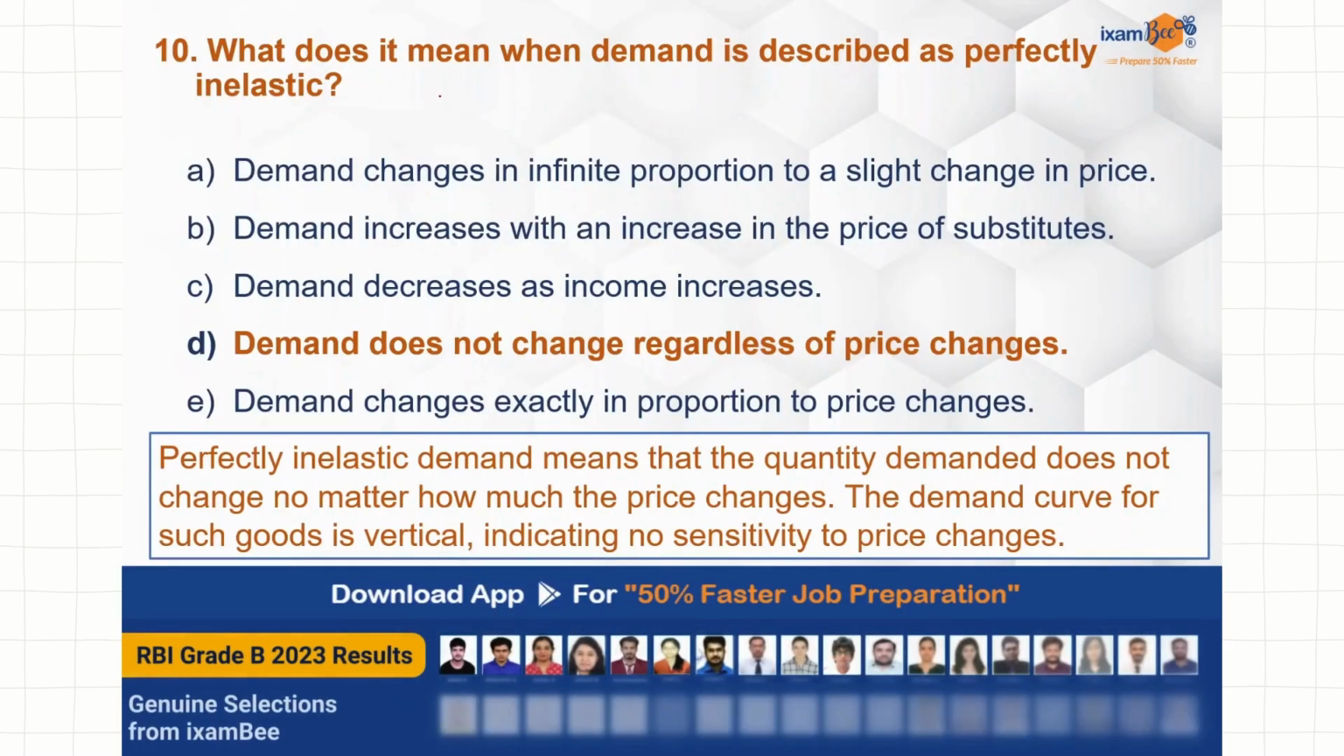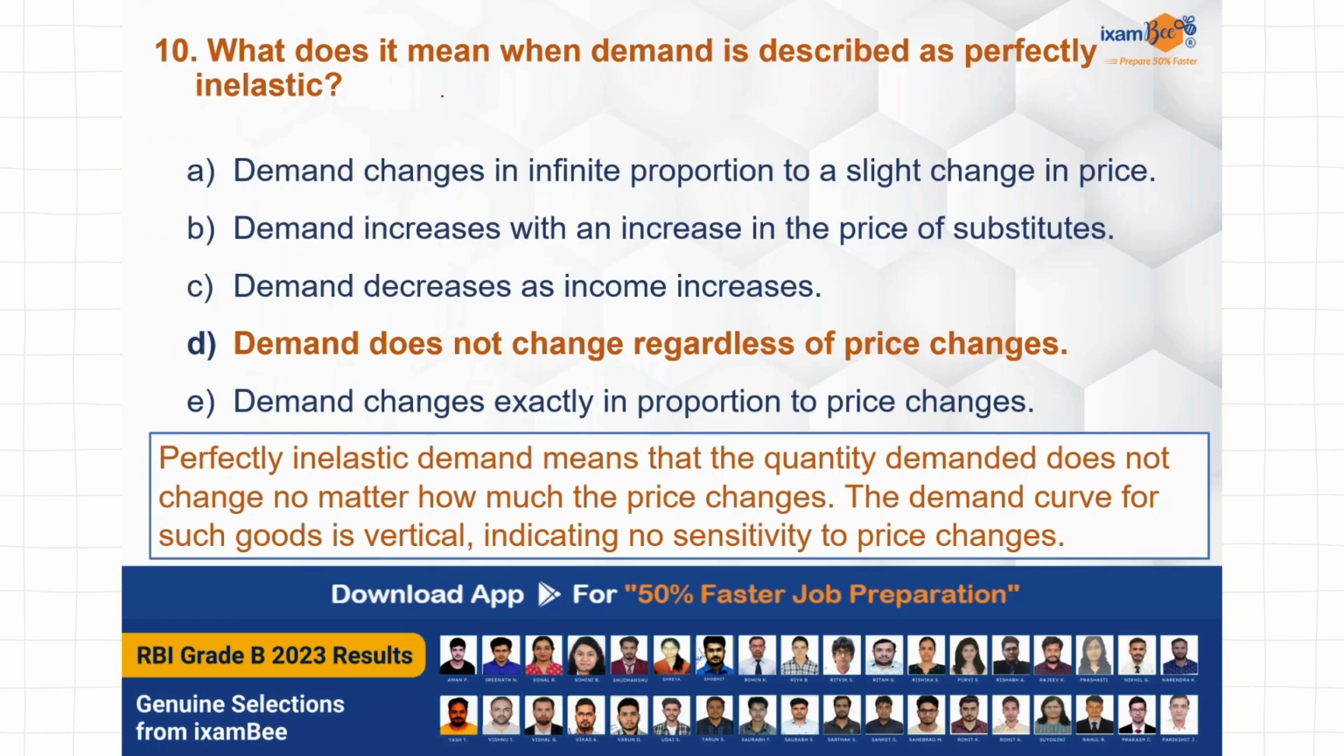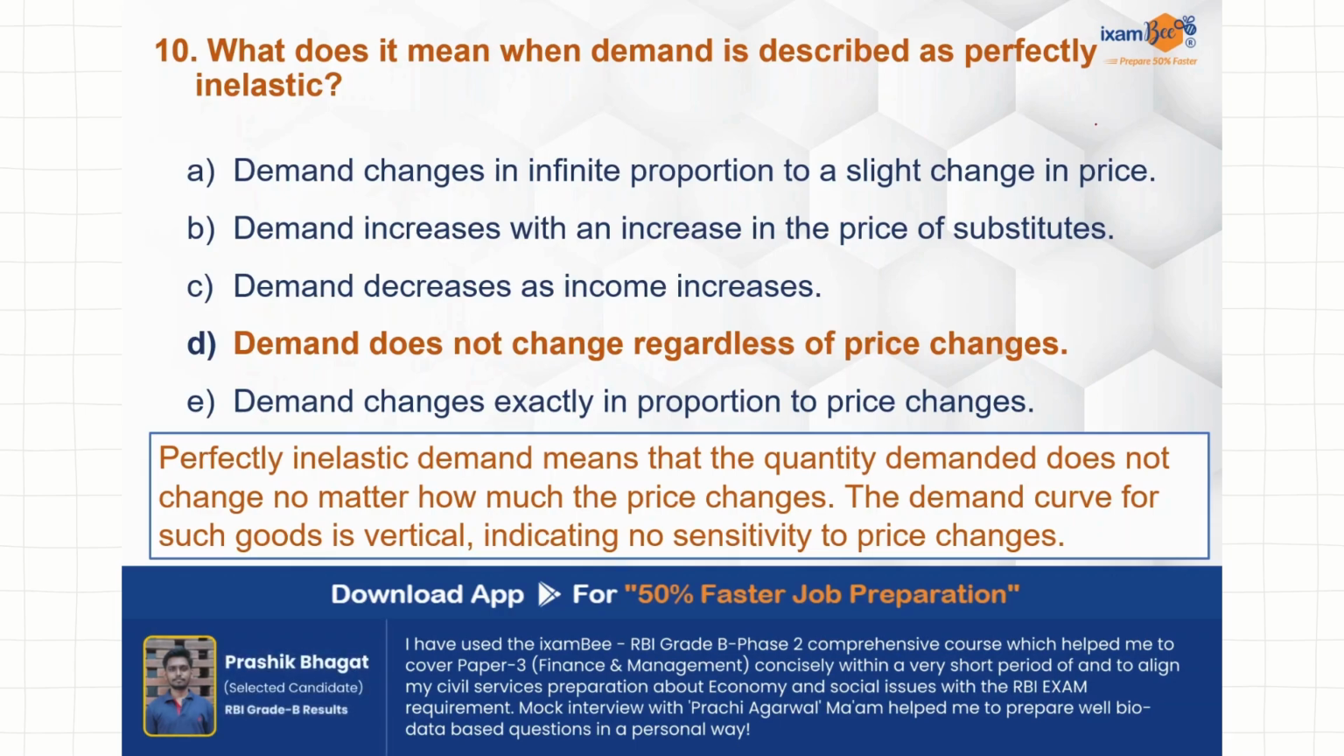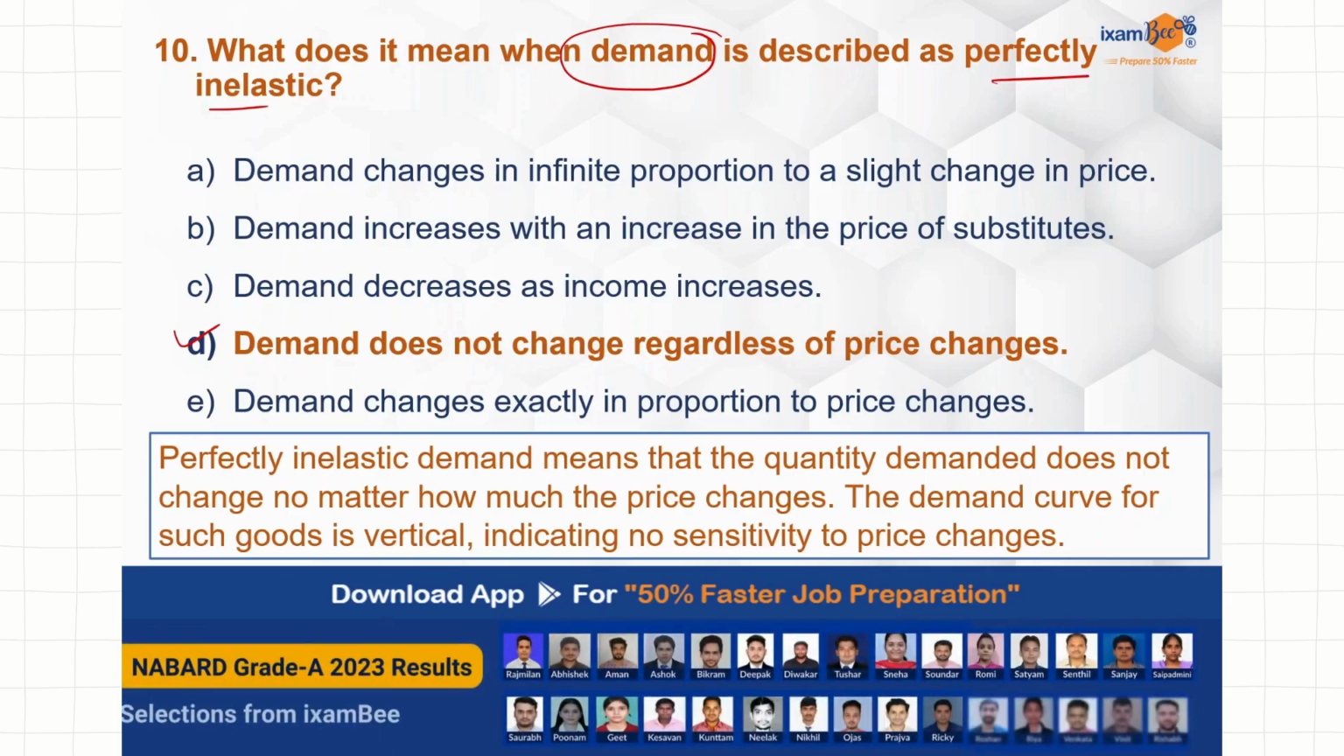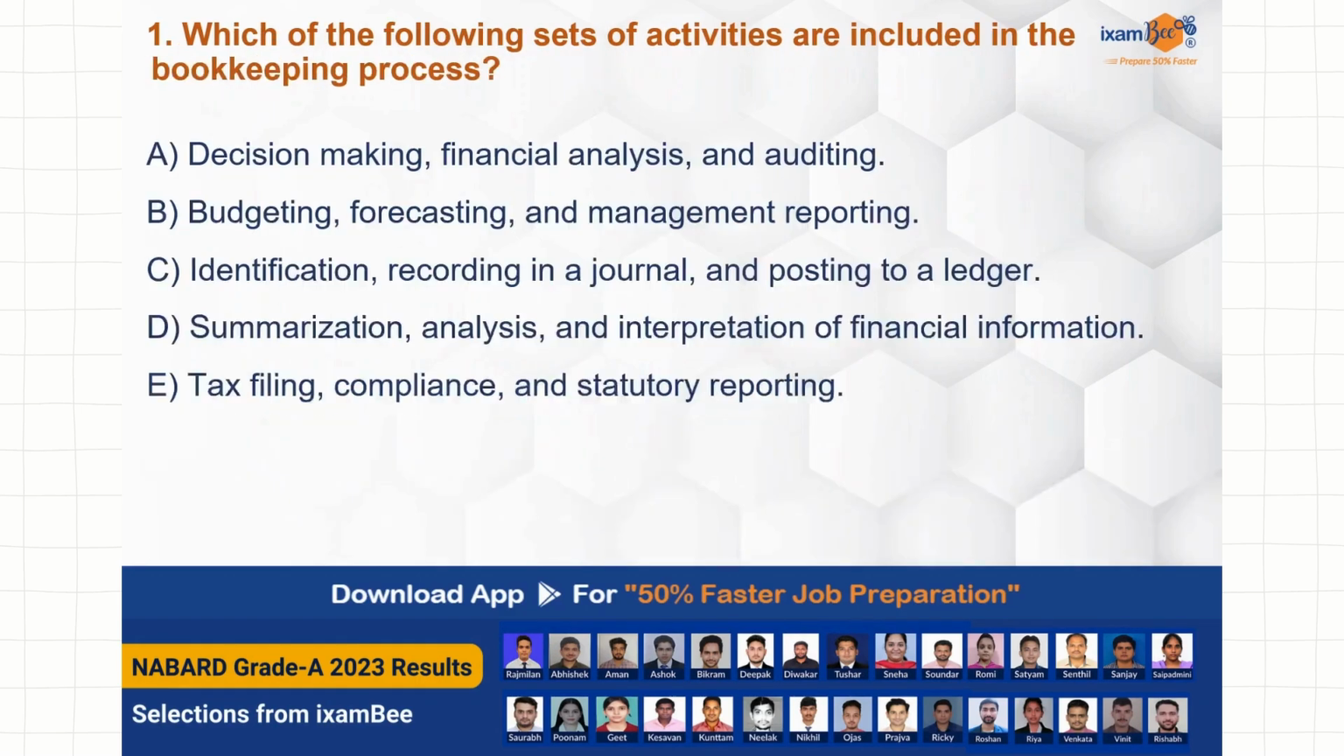In the last video, we were discussing this question. Thank you so much for all your responses. The correct answer to this question is D. The question was, what does it mean when demand is described as perfectly inelastic? Basically, the demand is not moving according to the price. That's why it's perfectly inelastic. So the correct answer is D. Demand does not change regardless of the price changes. The demand is not giving any kind of response to the change in prices. That's called perfectly inelastic demand.